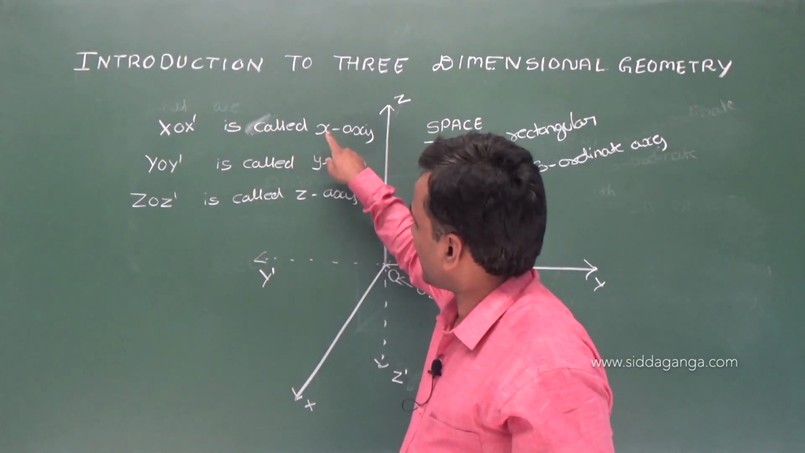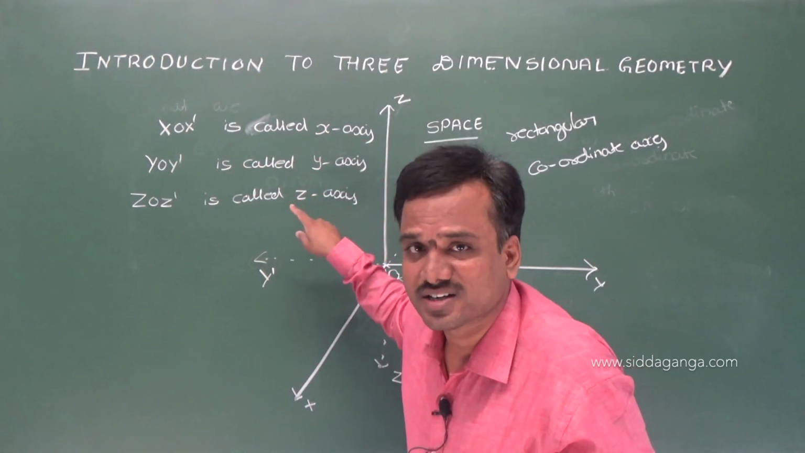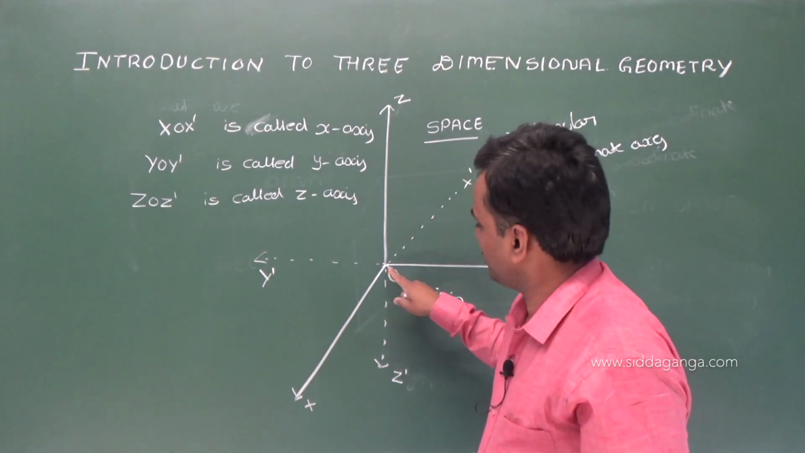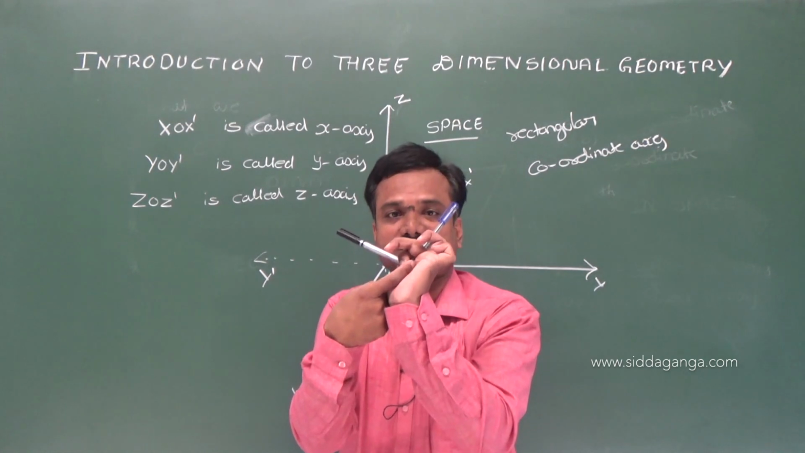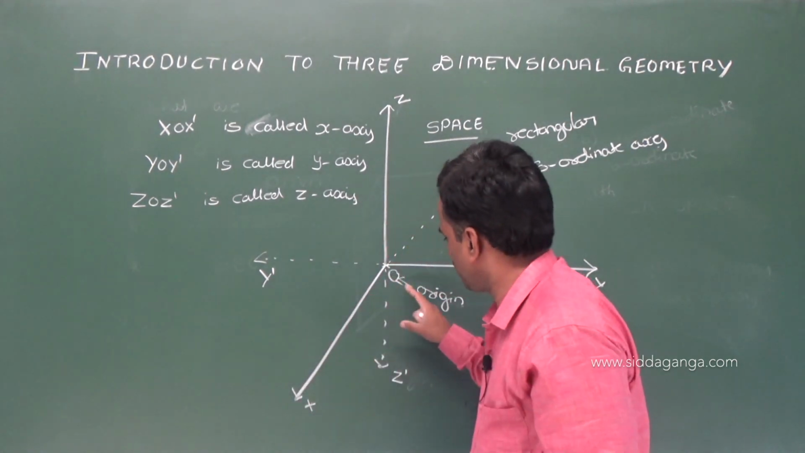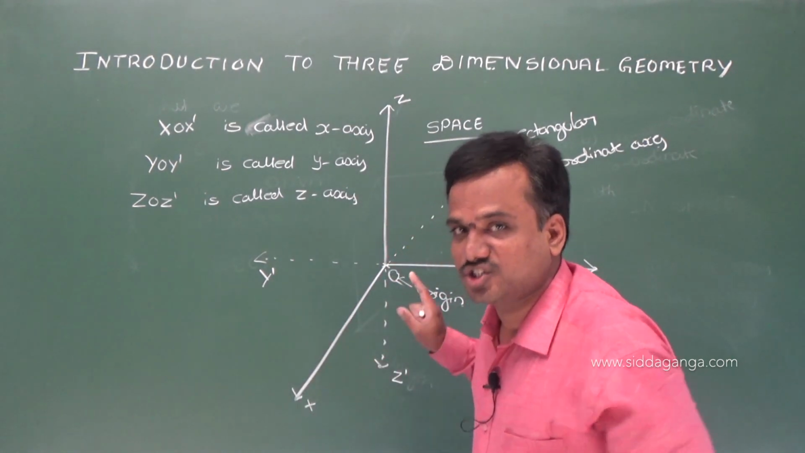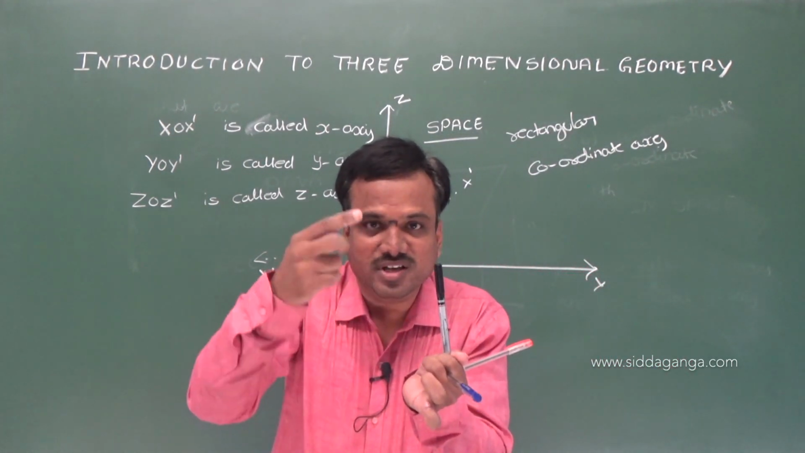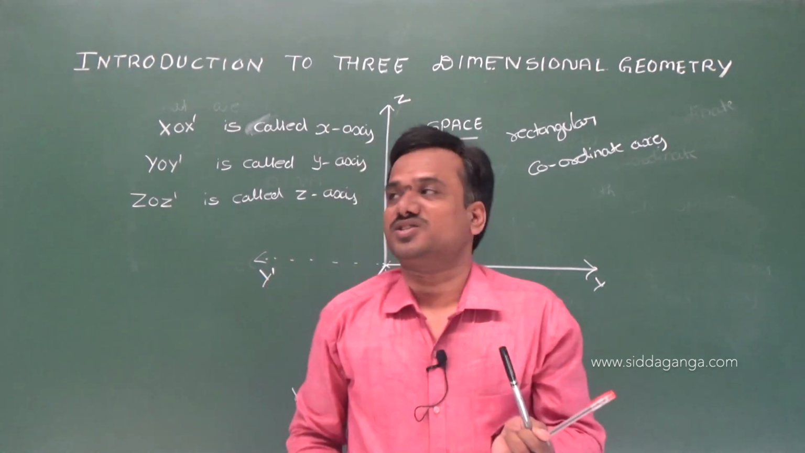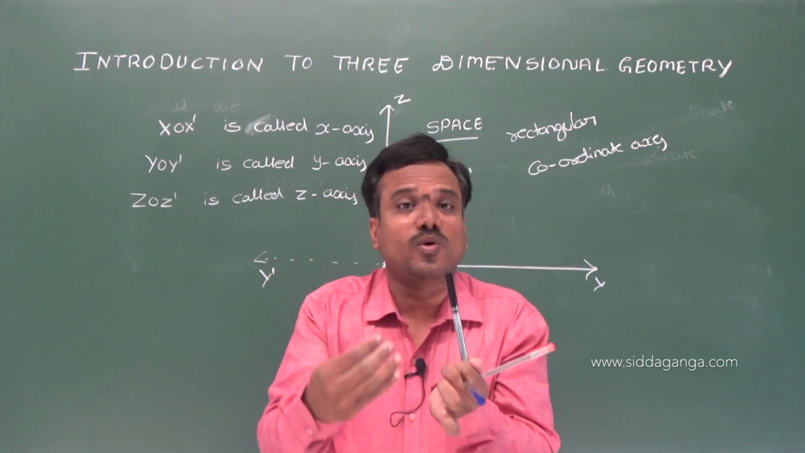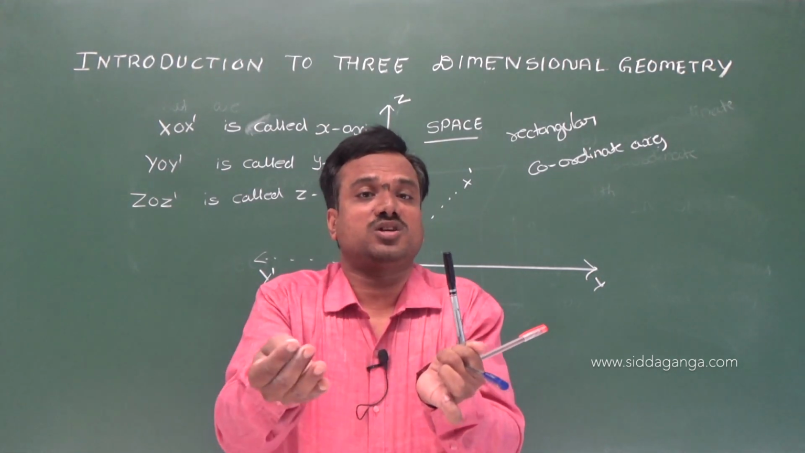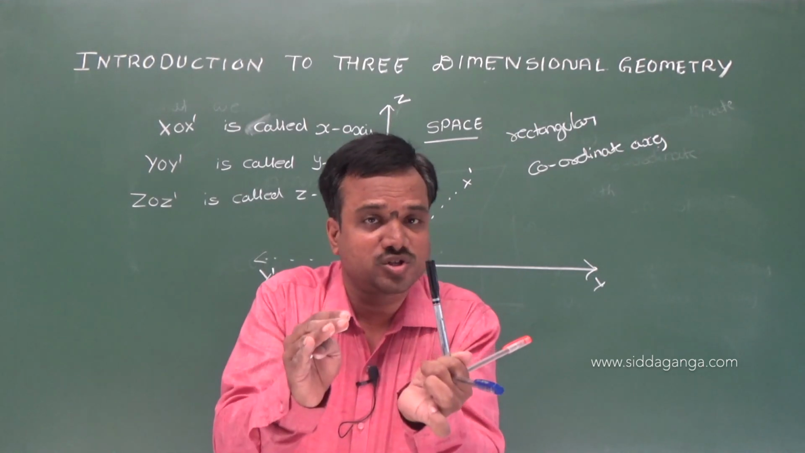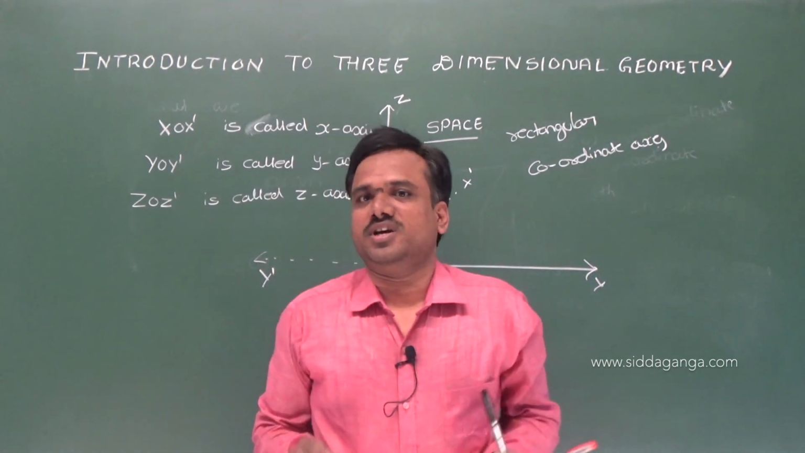These are called the X axis, Y axis, and Z axis. They intersect at a point O. That point O we call the origin. Is it clear? Two-dimensional geometry contains two axes, the x-axis and y-axis. You discussed this last year in the 10th class. The two-dimensional geometry is called a plane.